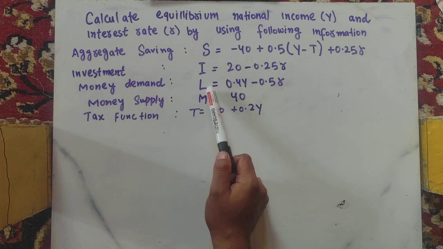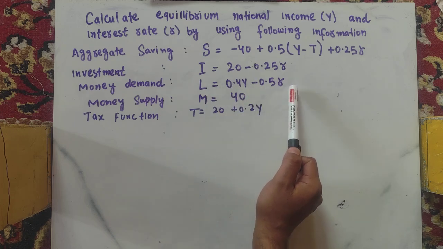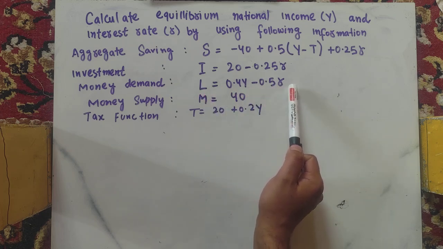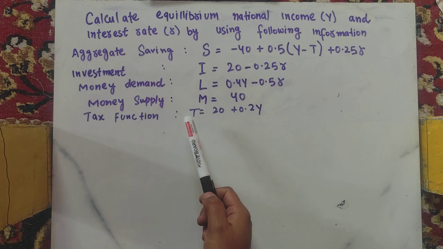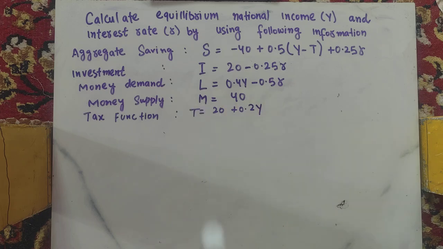Money demand, which is denoted by L, is equal to 0.4 y minus 0.5 r. That is, money demand is a positive function of income and a negative function of the rate of interest. Money supply is exogenously given as 40. The tax function is given as 20 plus 0.2 y, that is, tax is a positive function of income. We need to find out the equilibrium national income and rate of interest.